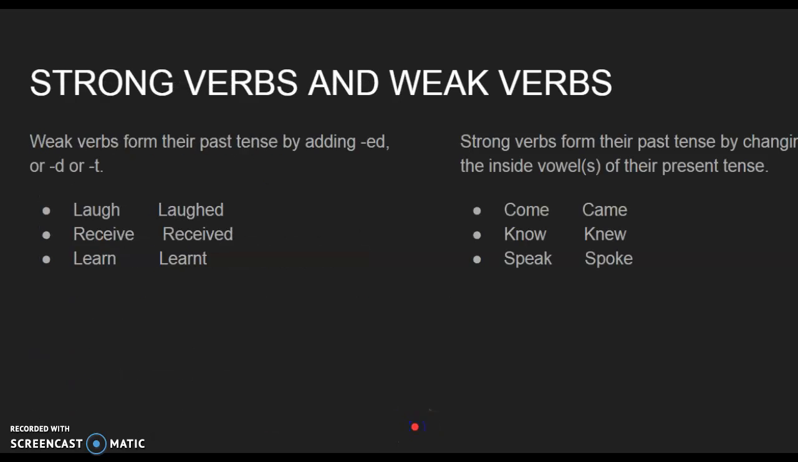Now we'll understand what are strong verbs and weak verbs. So weak verbs form their past tense by adding ed, d or t, like laugh, laughed, receive, received, learn, learned. And for strong verbs, we require what as come, came, know, knew, speak, spoke. So strong verbs form their past tense by changing the inside vowel of their present tense. They don't require to make it as ed or d or t, but weak verbs require this.